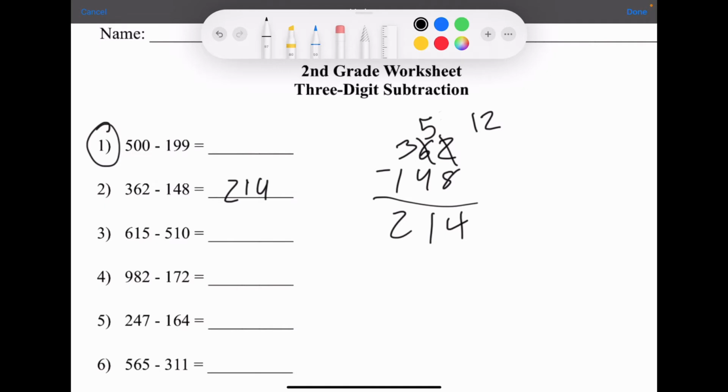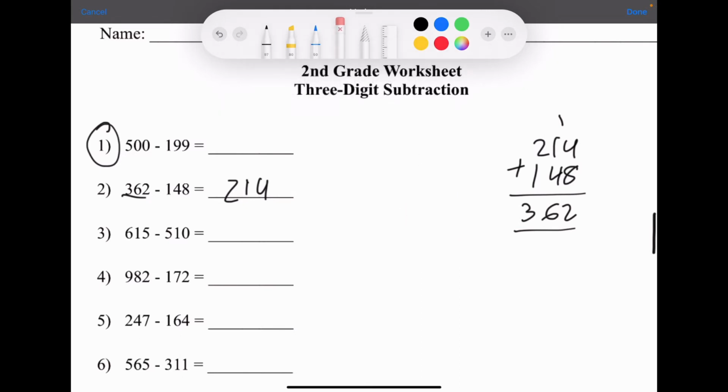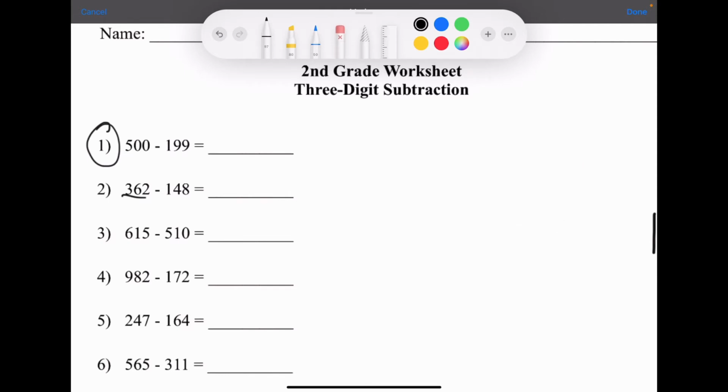So it's pretty simple stuff. And if you want to double check your work, you can always add it. So like 214 plus 148, right? And then so 12, 6, and then 3, right? So we get 362, which is also on this side. So pretty simple stuff. And we can move on to the next page.